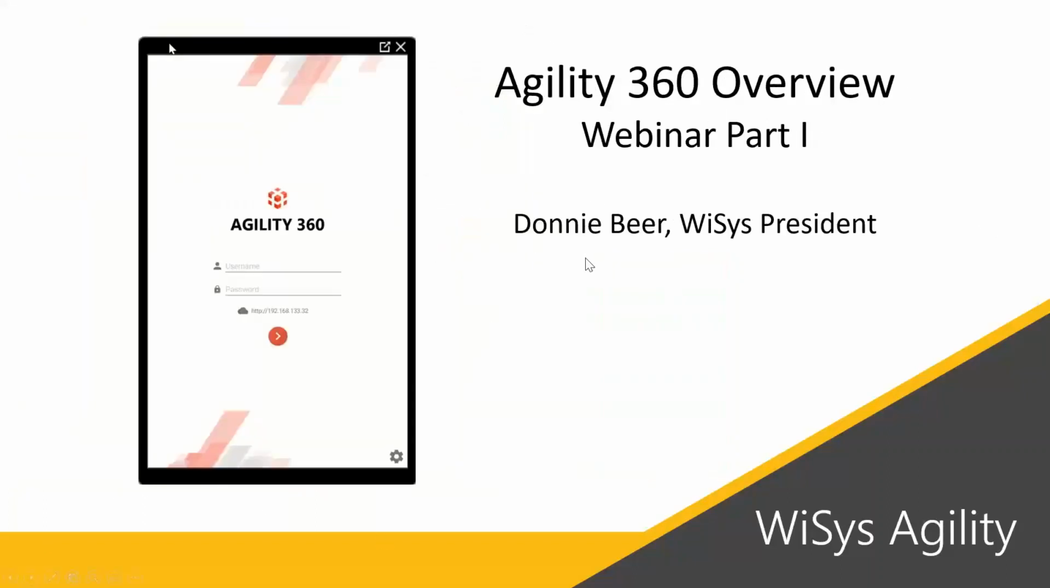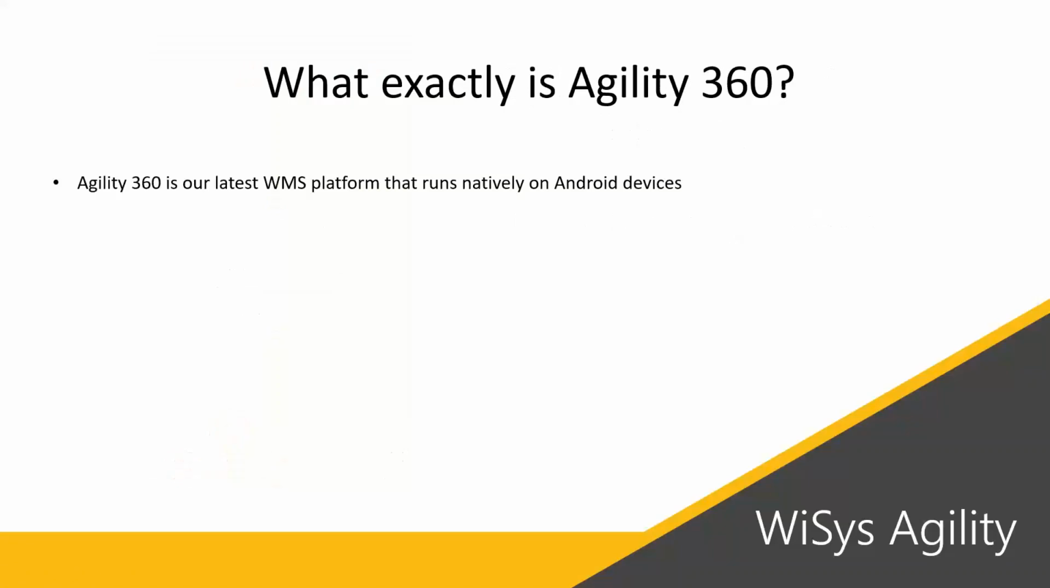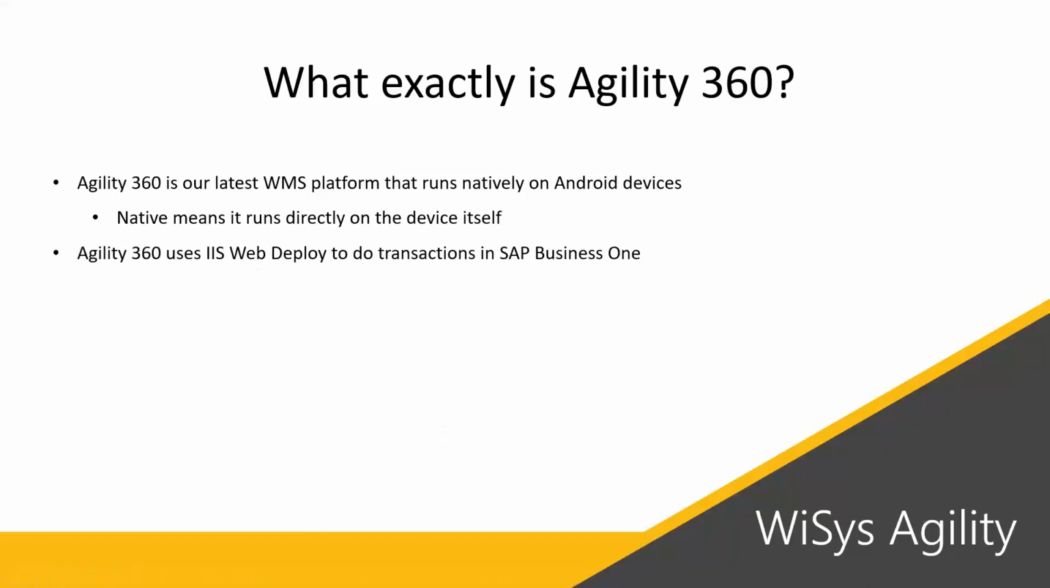We're going to look at the part 1 overview, and talk a little bit about Agility 360 and what it is. What exactly is Agility 360? Agility 360 is Wisys' newest WMS platform for SAP Business One. It's going to run natively on an Android device. So whether it's a Samsung cell phone or a Galaxy cell phone, a Samsung tablet, or a standard professional warehouse scanning mobile device, you can utilize a native Android device instead of another type of device. It runs natively on the Android.